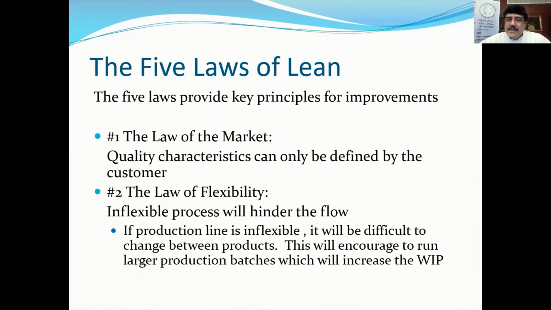Law number 2 is the law of flexibility, because inflexible processes will hinder the flow. If a production line is inflexible, it will be difficult to change between products. For example, you're producing something, now you want to switch and produce something else. The more flexible it is, the better it is.